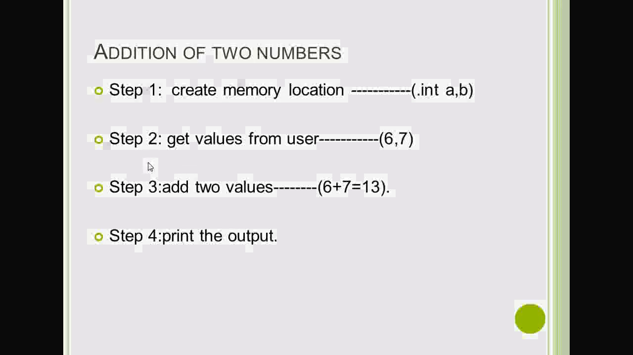After we are ready with the values, what do you have to do? You have to add the two numbers. And finally, you have to print the result. Those are the steps you have to do for addition of two numbers. So this can be called what? Algorithm. Algorithm for addition of two numbers.